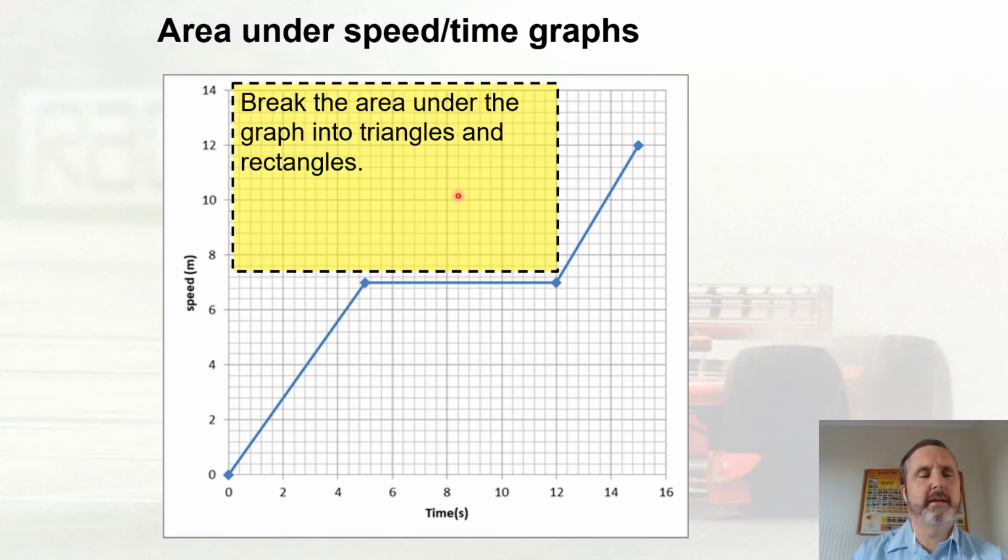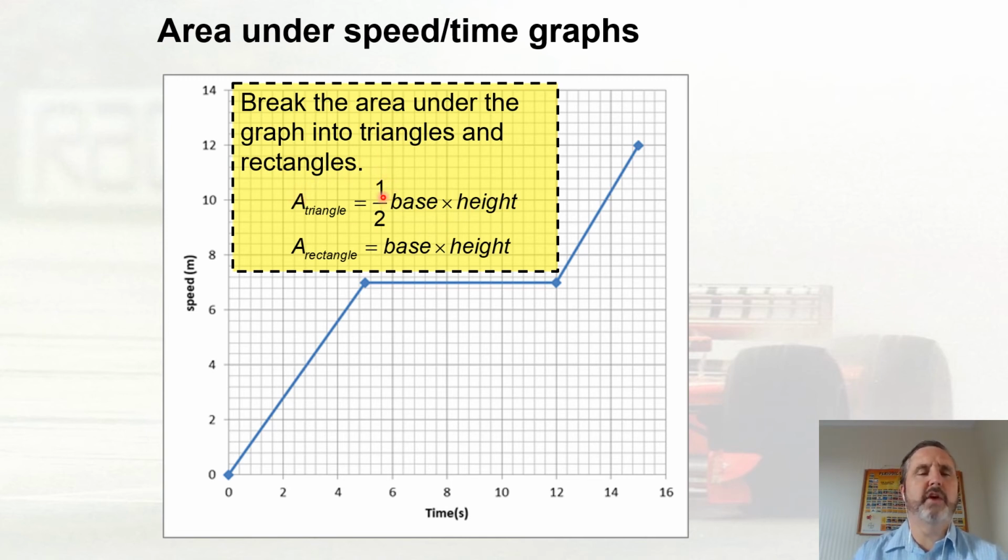If we can break the area under the graph into triangles and rectangles, we can calculate the area of each one of those shapes. The area of a triangle equals half the base times the height, and the area of a rectangle equals the base times the height. Let's have a look at this first section here. That's this point here. I'm going to call it X.